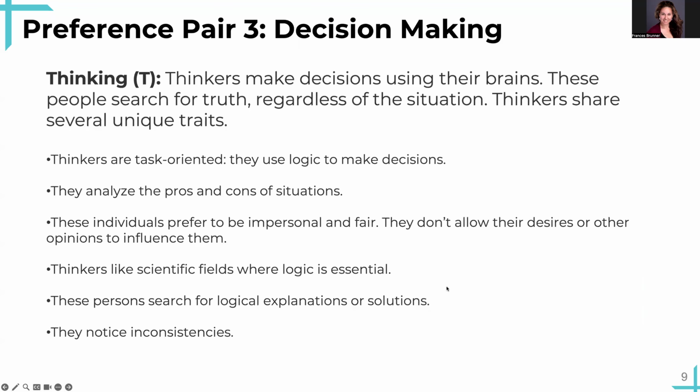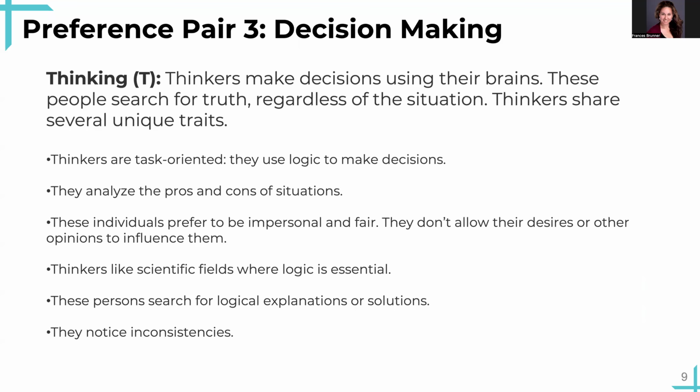All right. So the way people make decisions defines whether they are thinking or feeling. Individuals that prefer consistency and logic tend to be more on the thinking side, and those who examine how their decisions will impact people and their circumstances are more on the feeling side.